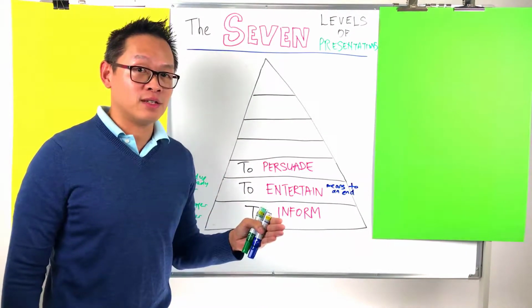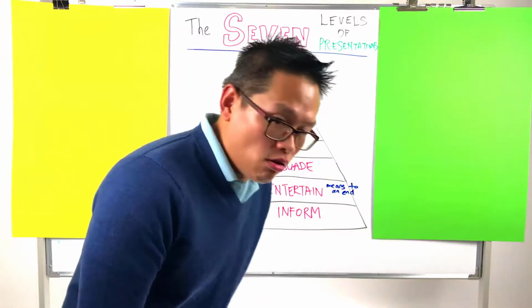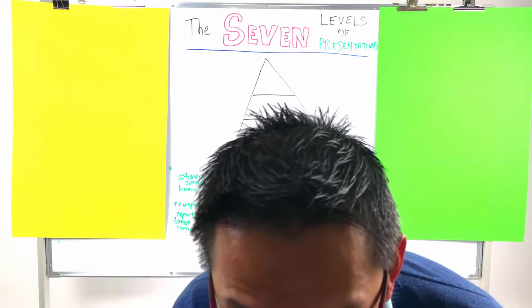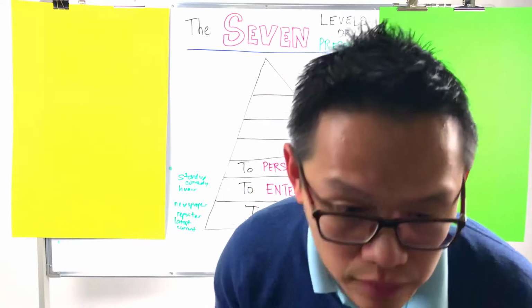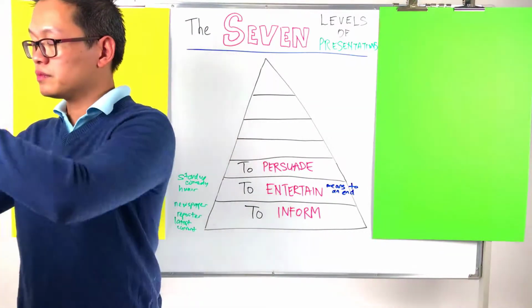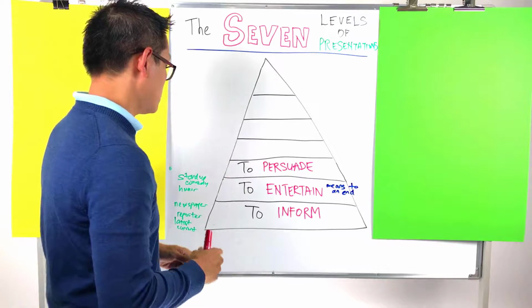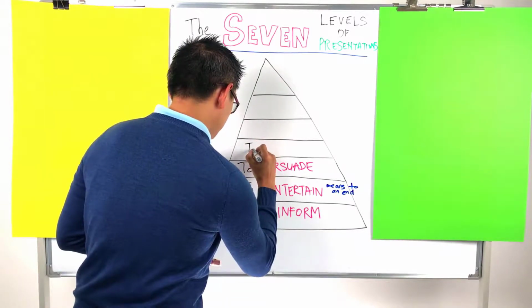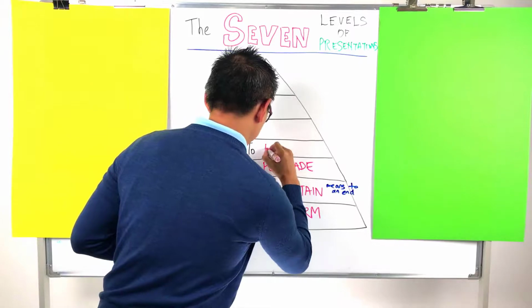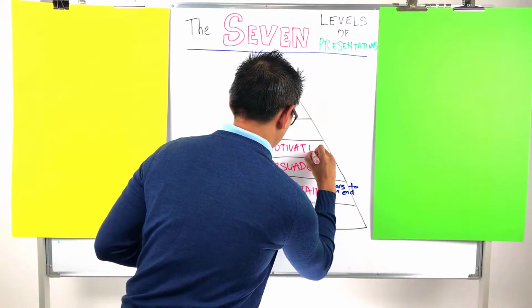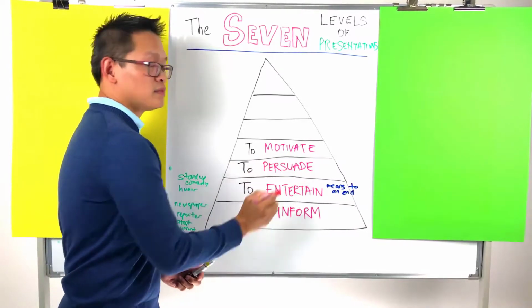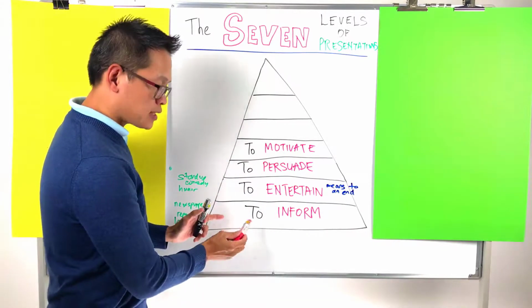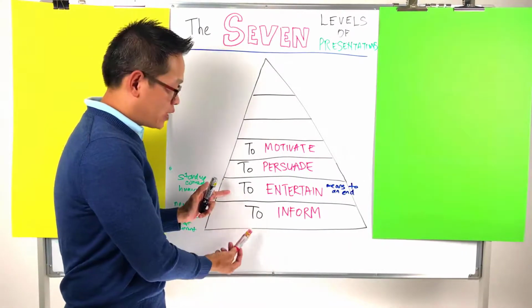So what exactly is the next level? Provide some incentive to do something. The next level is to what? Yes, to motivate you. So in all my presentations, what I'm trying to do is, yes, I want to give you some information and hopefully entertain you as well when I'm delivering the information.